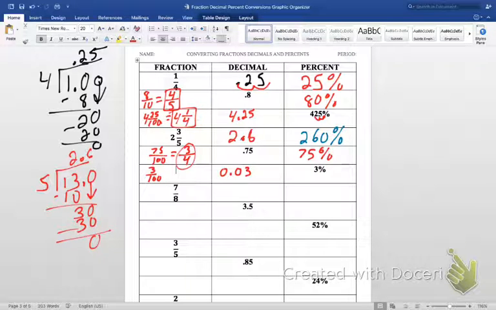There you go. Now, here's the deal. I want you guys to do the remaining problems on this graphic organizer and show it to me before you move on. That's it. That's all I want.